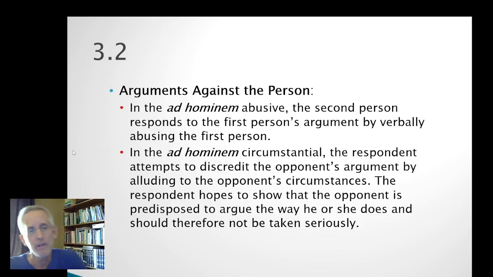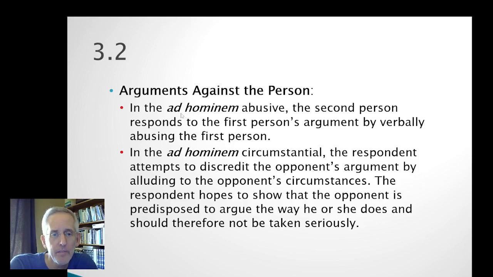Okay, so we have another one here that has some subgroupings. Argument against the person. So there'll be three here, and we'll go through these individually. I want you to be able to distinguish between the three subgroupings here. So the overall name of the fallacy is argument against the person.